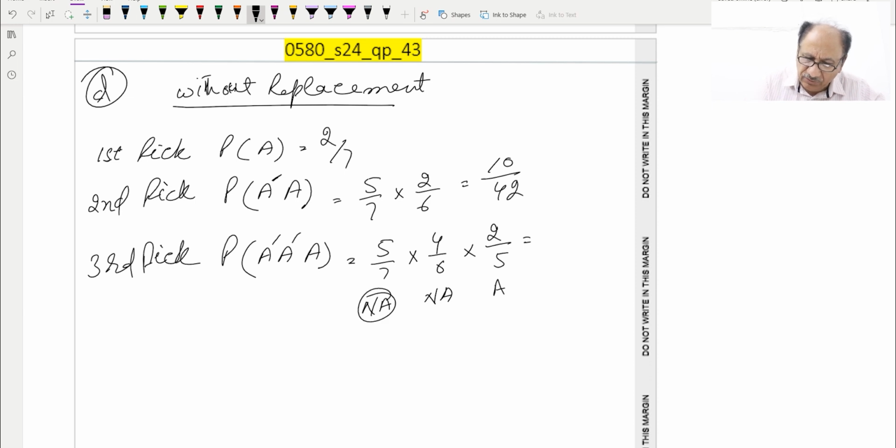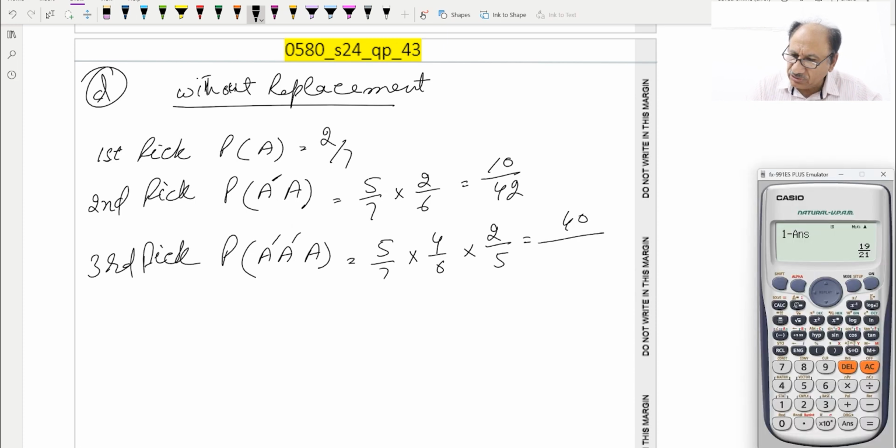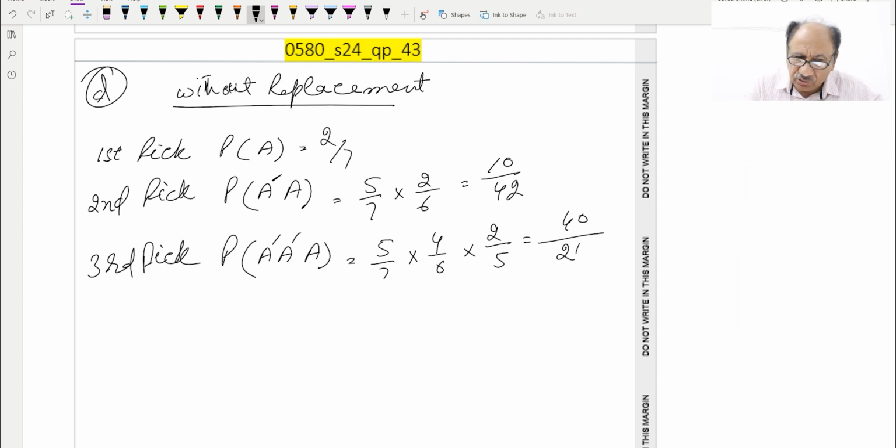Not A probability will initially be 5 by 7, for the second it will be 4 by 7, and this is A, so two A's are still there, so 2 by 5. One at each stage is decreasing in the denominator, because we are decreasing the total. Hopefully you are understanding this. So this will be equal to 5 4s are 20, 20 into 2 will be 40. So 40 divided by 7 into 6 into 5. 7 into 6 into 5 will be 210. So this will be the probability, which we can reduce to 4 over 21.